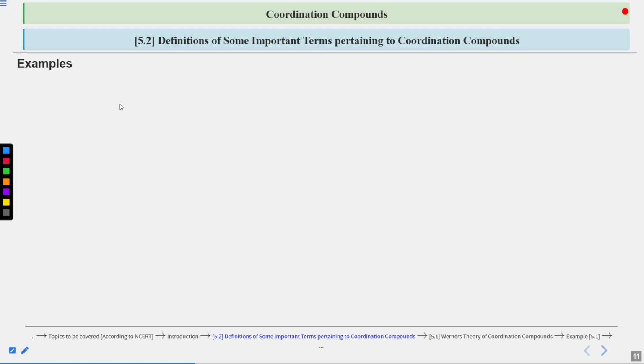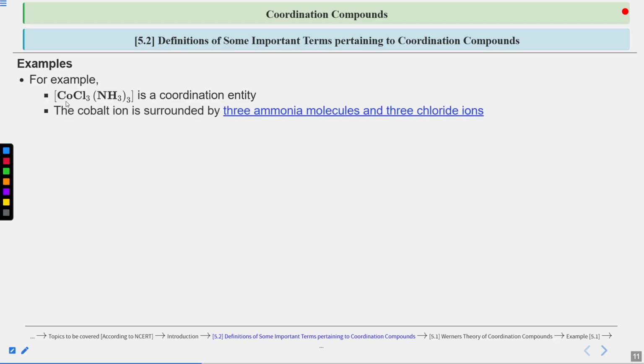Let's see some examples to understand better. For example, we have this complex [Co(NH3)3Cl3], and this whole thing is present inside a square bracket. So this is a coordination entity. The cobalt ion in this is surrounded by 3 ammonia molecules and 3 chloride ions.